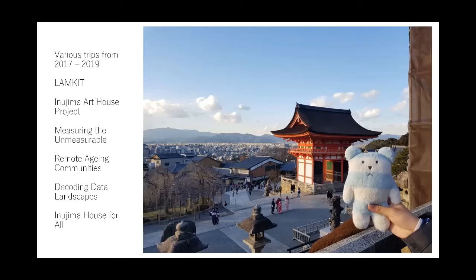As part of the opportunity for having these encounters in Japan, we have had many trips to explore problems and issues that we think would be useful for making architecture relevant to everyday life. As you see here, some of the titles of the studios and the projects that we have done to study Japan. One of them would be the Inujima Art House project, and also Measuring the Unmeasurable, and Remote Aging Communities.